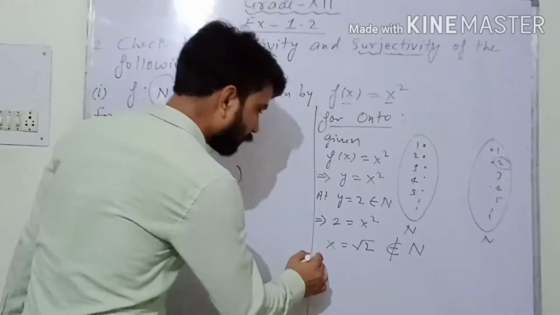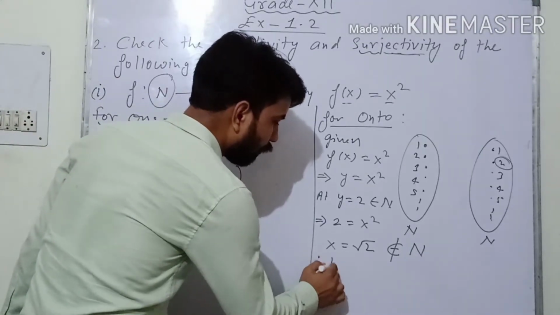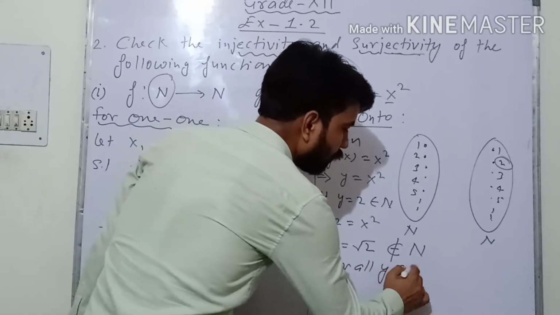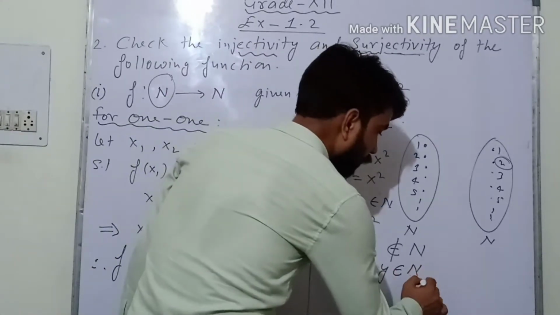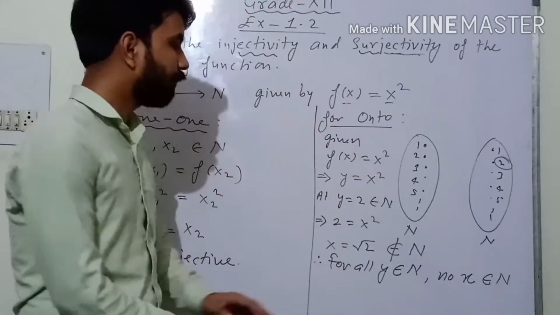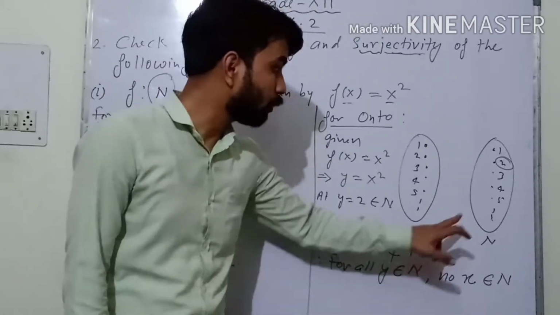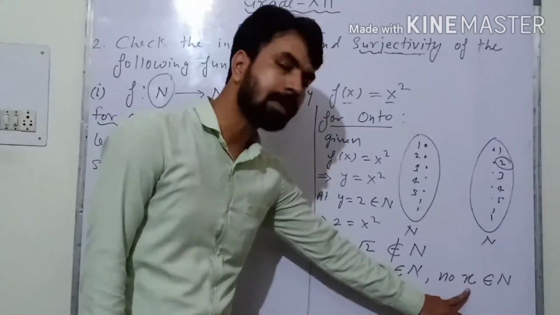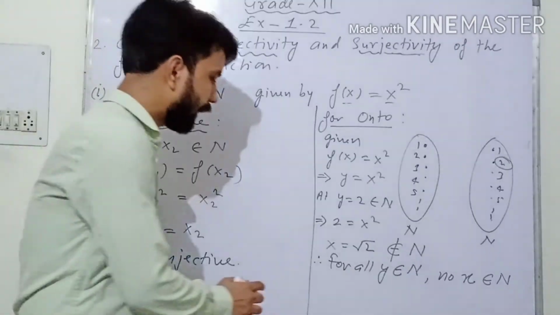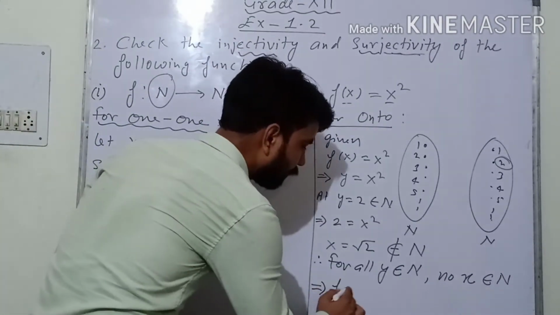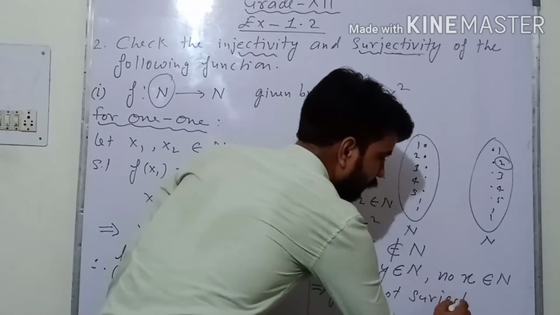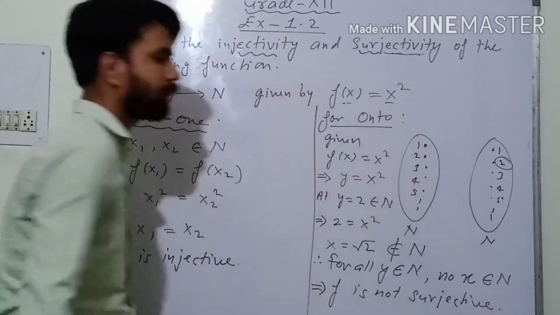So you have to write, hence, for all y belonging to N, there is no x belonging to N. That is, for any value of y belonging to the codomain N, there will be no x belonging to N, because root 2 is not a natural number. Hence f is not onto. Onto means surjective. Hence f is not surjective.